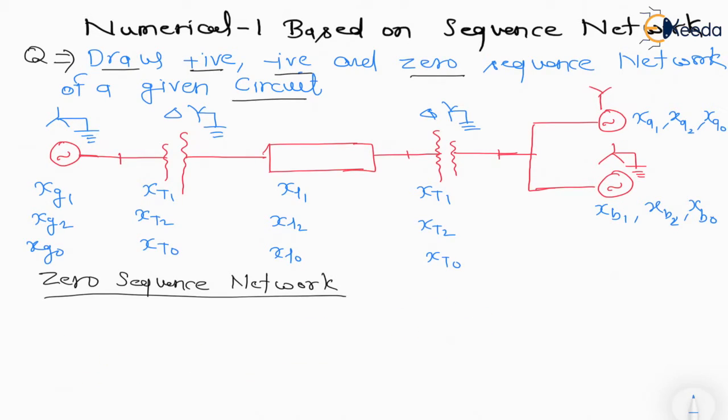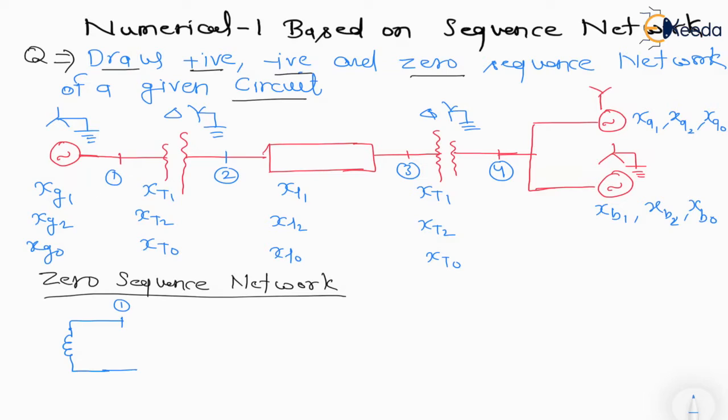Now the problem arises when we draw the zero sequence network. Starting from the generator in the zero sequence network, this generator has been solidly grounded. So we will represent just its impedance and we will close the switch present here. So let us assume this point is 1, this is 2, this is 3, this is 4. So this point will be first.